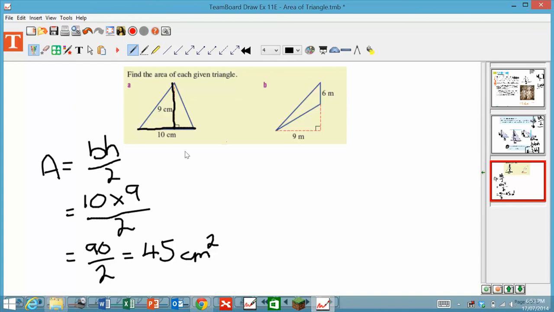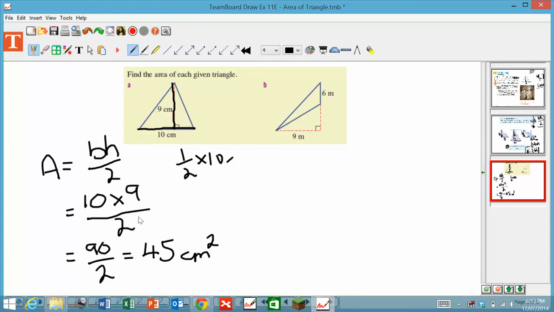Now if I had used my other formula, half times base by height, I'd have half times 10 times 9. If I do half times 10, so half of 10 is 5, times 9. Draw that line, 5 times 9, 45. So same answer. Okay, so either one works, doesn't matter which one you use. So I just want to get rid of that stuff.